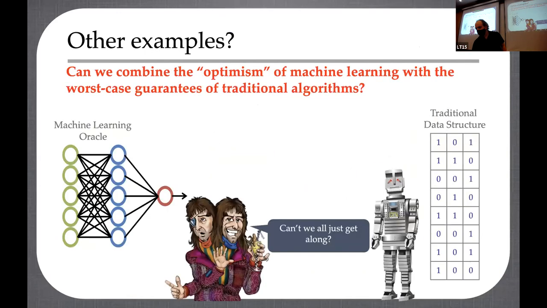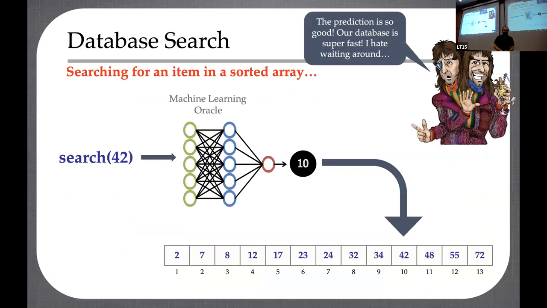Okay. So what does this tell us? What should we be thinking about then? When I look at this, the natural question is, where else can we do this? Where else can we combine the optimism of machine learning that's optimized for the common case with traditional algorithms which give us worst-case guarantees? Can we obtain both simultaneously? Let me give you two other quick examples where this has worked so far, and then we can think about where it does not work yet.